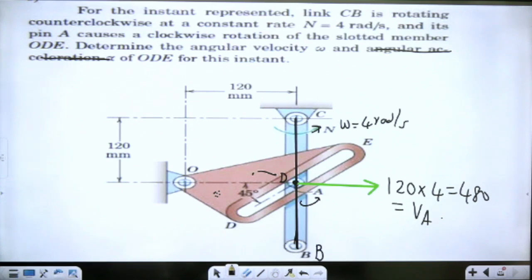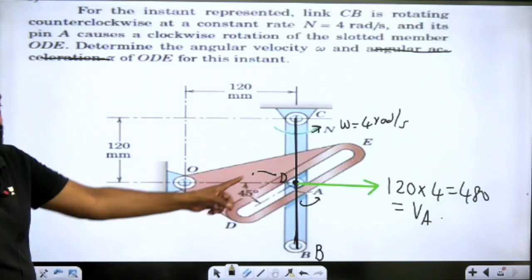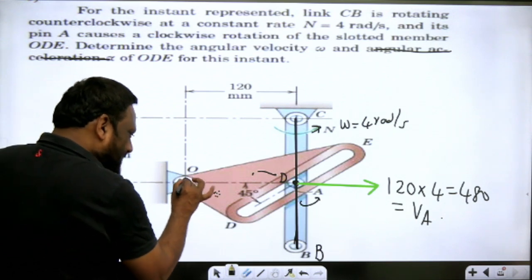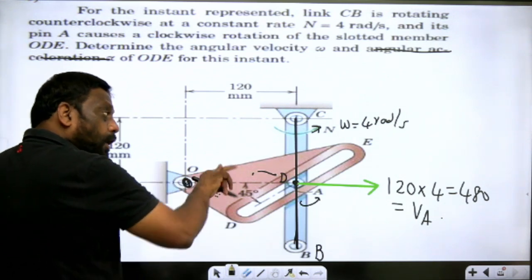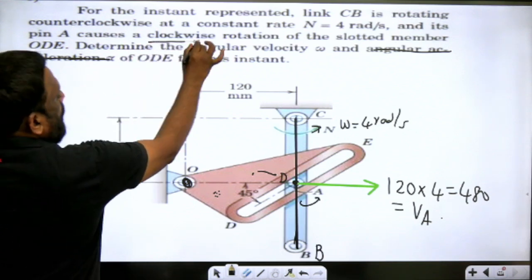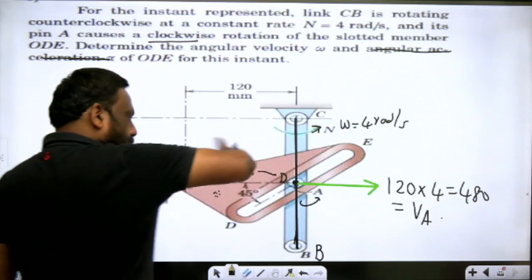This will be the velocity of A. Absolutely fine. This is the velocity of A. Now, please look carefully at this link, at this point. This slotted link is rotating. In which direction is it rotating? It is rotating clockwise.